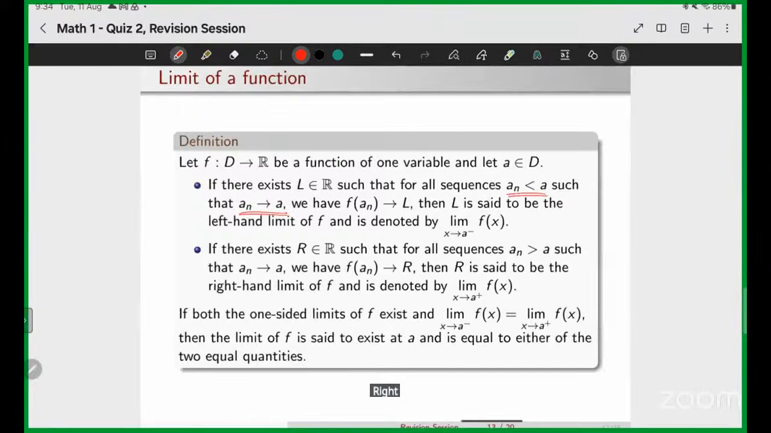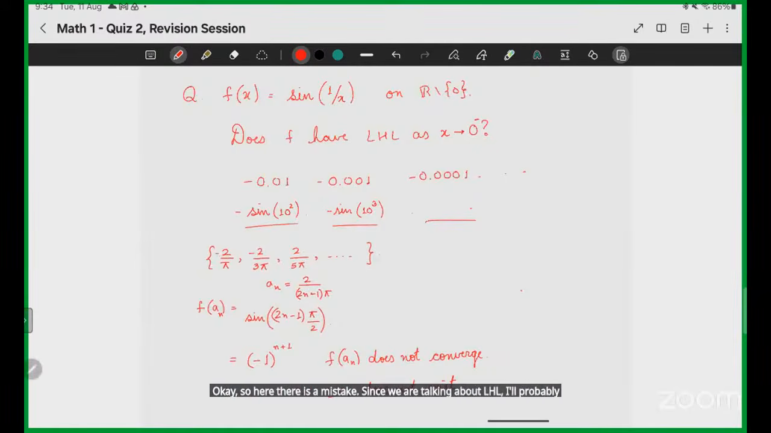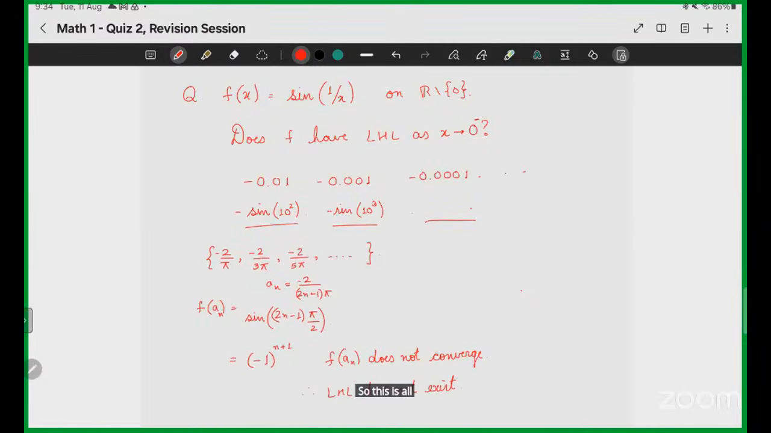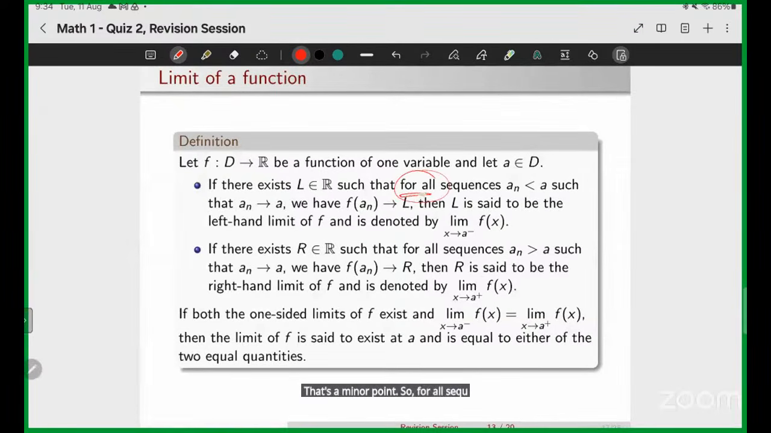So what does the existence of the left-hand limit require? It says for all sequences an less than a... Okay, so here there's a mistake. Since we are talking about LHL, I'll need to take this as negative. That's a minor point. So for all sequences an less than a, for which an converges to a, we should have f of an be a convergent sequence converging to L.